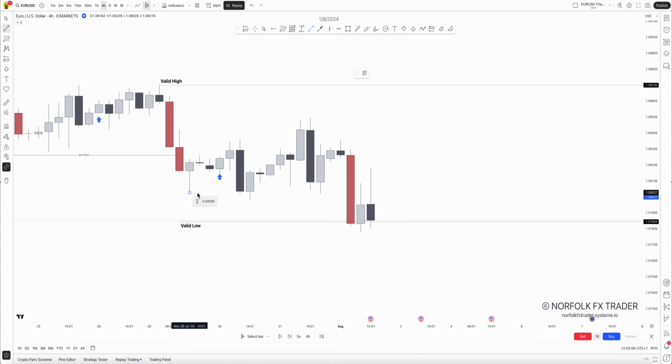Now there's ways you look for your trades, but this is just to give you that foundation of understanding the smart money structure technique here.